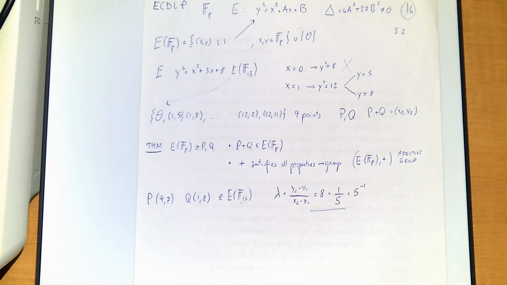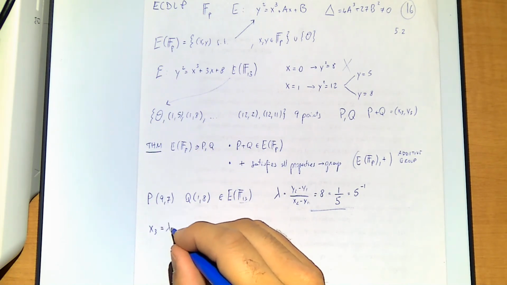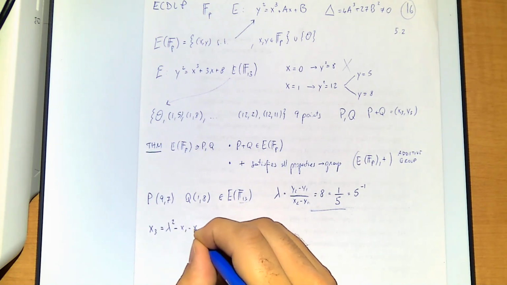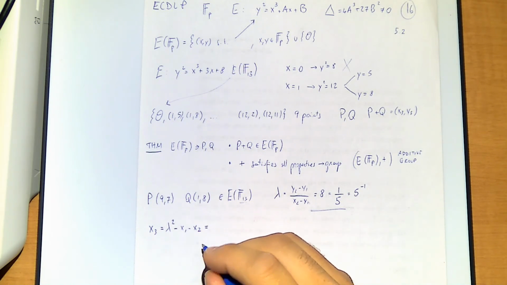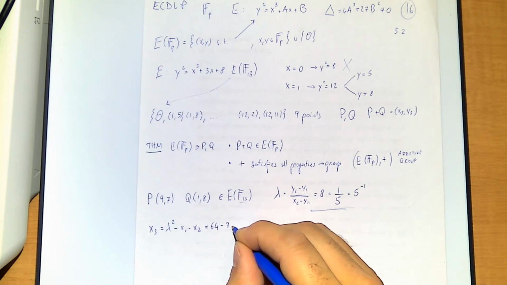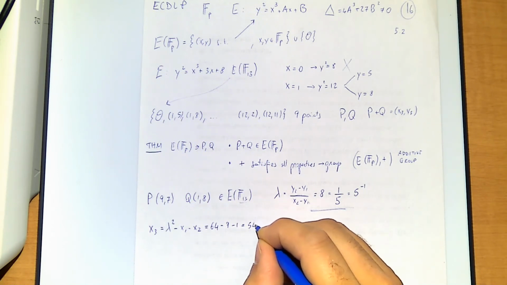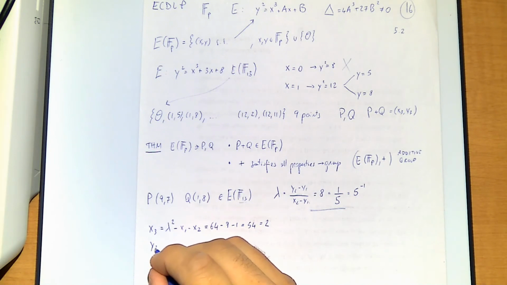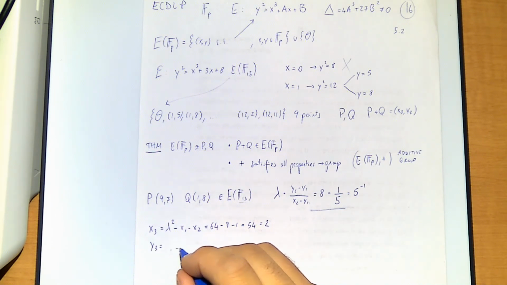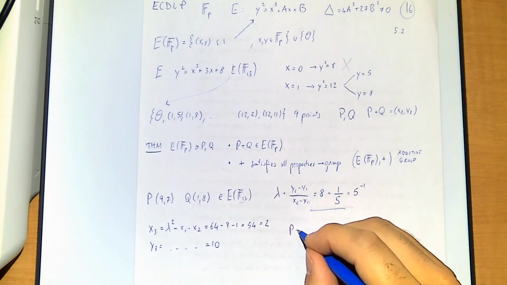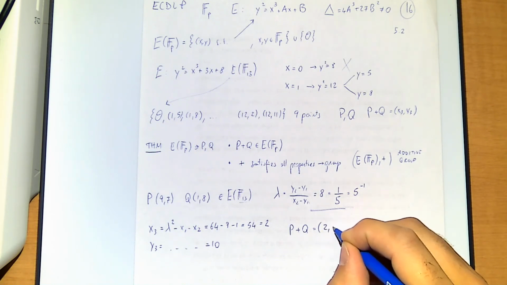Now that we've got the lambda, then we can compute the coordinates of the point. So we will start with x3. And so x3 is going to be lambda squared minus x1 minus x2. We got all the info here. This is going to be 64 minus 9 minus 1, which gives us 54, which is 2. And similarly, we can compute y3 now, and this gives us 10. And then, so we get the point P plus Q, which is 2, 10.